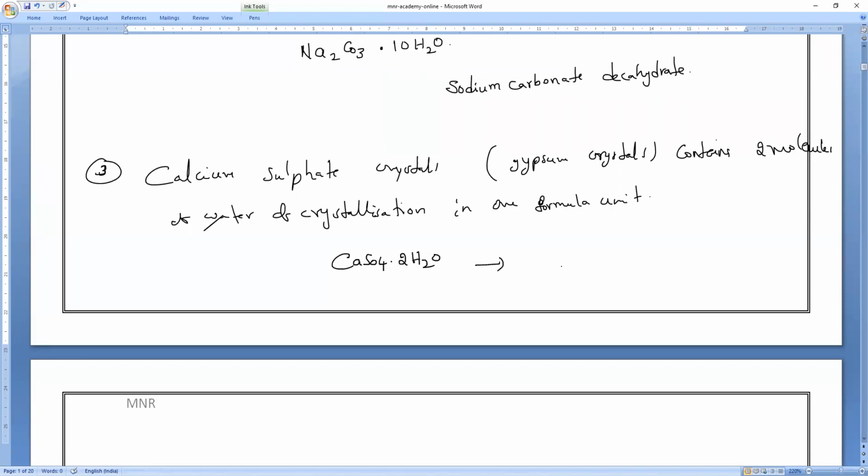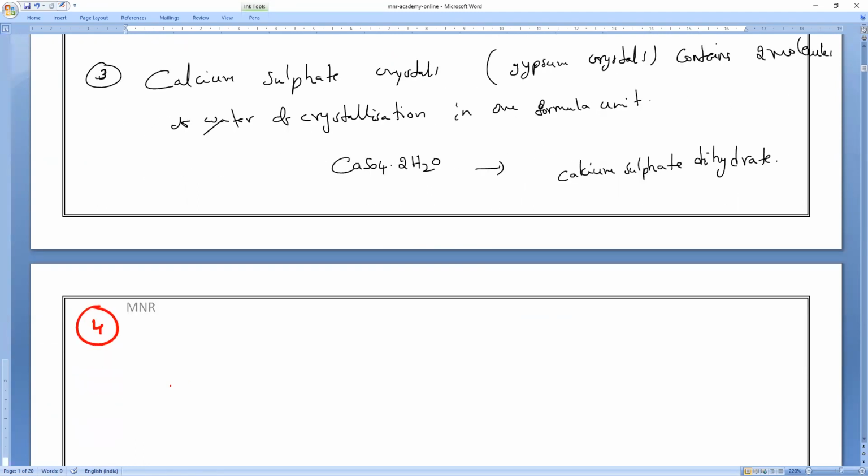So how to read this one? Everyone tell me. Calcium sulfate. Calcium sulfate 2 means what? Dihydrate. Di means 2. Clear? Everybody? All of you? Next, same way you have taken in the first chapter. Yesterday also I told you.